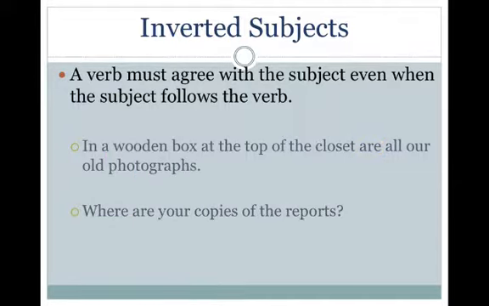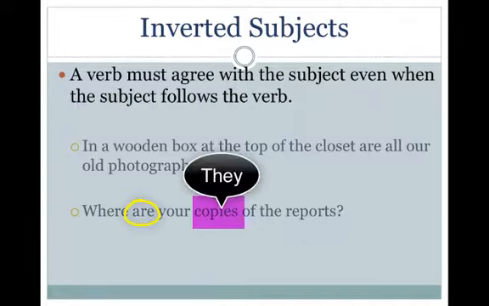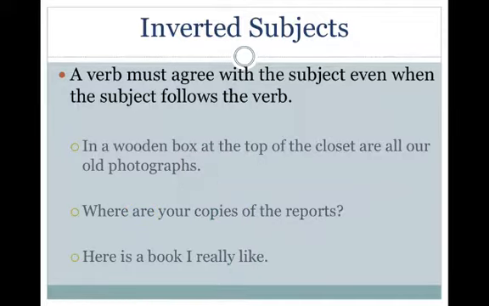Or where are your copies of the reports? In this case, copies is the subject. It's plural, so we would have a plural verb, are. We would say they are where. Or here's a book I really like. Remember, here and there are never subjects, so the subject is book, and it's singular, which means we have a singular verb, is. We would say it is here.